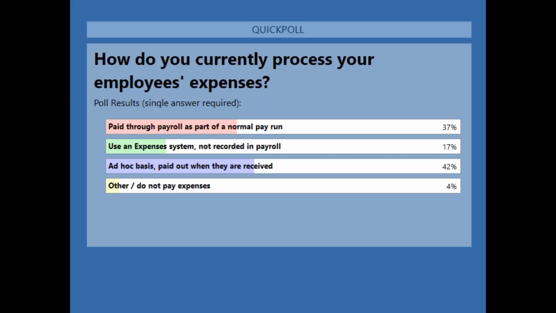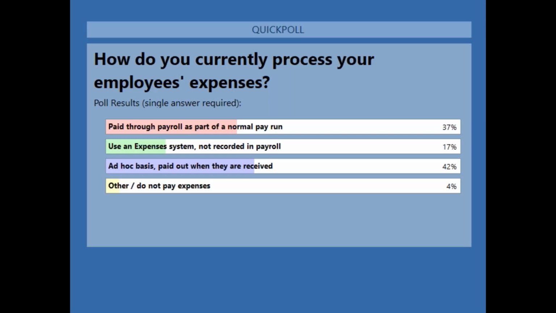So the most common answer today is 42% of you currently paying expenses on an ad hoc basis. So you're paying out to employees when you receive that request. 37% of you are paying them through payroll as part of a normal pay run. So you are pretty much set up to be submitting via Sage Payroll if you do it that way. 17% of you are using an expenses system and not currently recording them in payroll. And we have 4% with the other option.